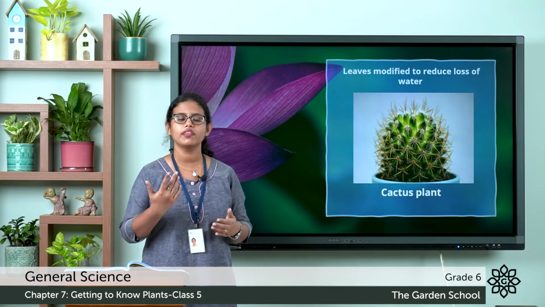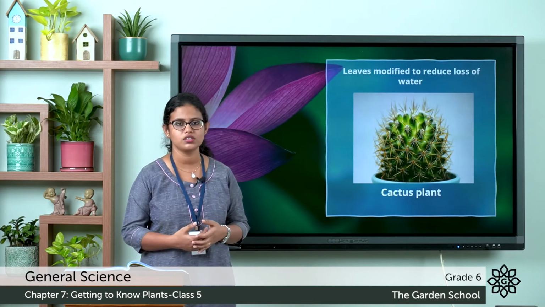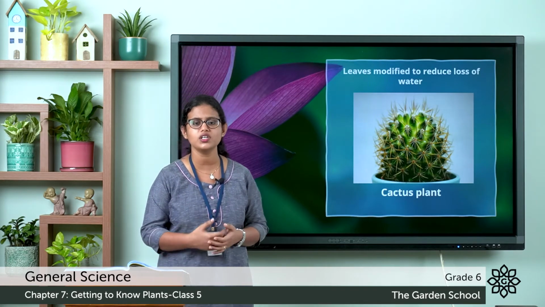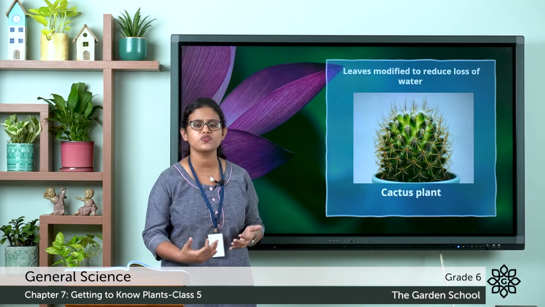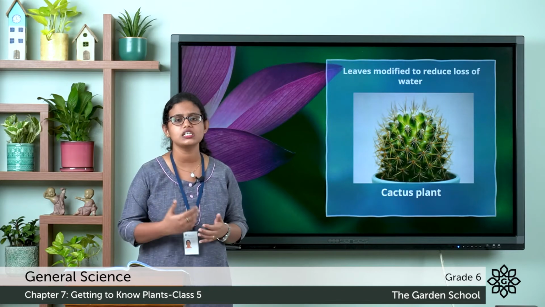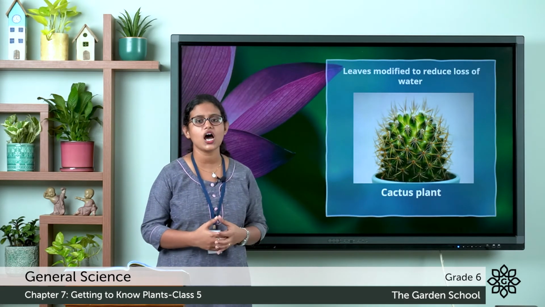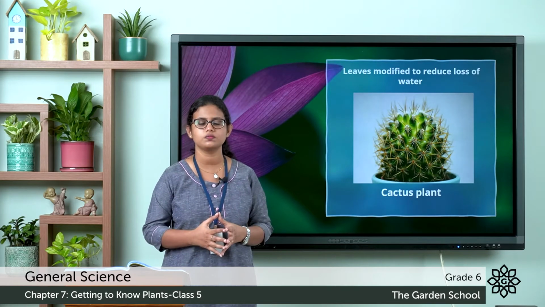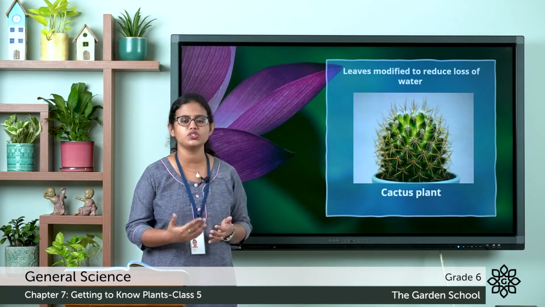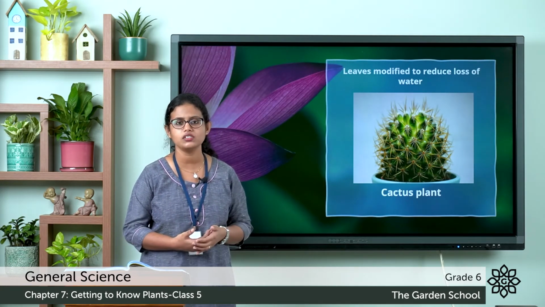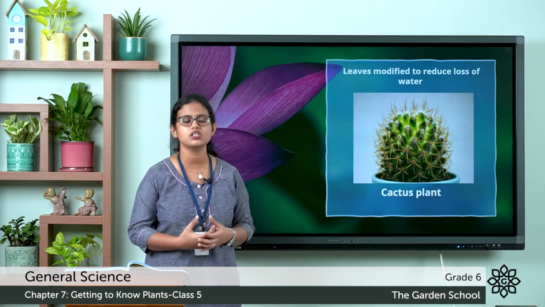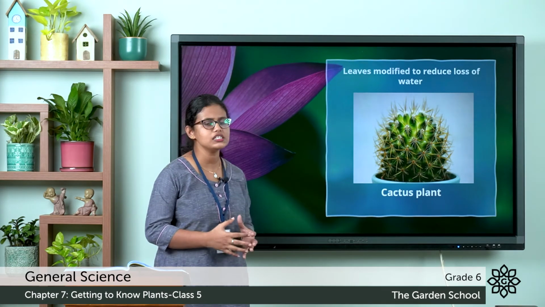We know that leaves constantly lose water. What about a cactus plant? Can a cactus plant afford to lose water? No. The cactus plant cannot afford to lose water because it grows in a desert where water is scarce. So, its leaves are modified into spines that prevent the loss of water. This modification of the leaf helps the cactus plant to survive in the desert. So, the leaves are modified to reduce loss of water. An example is the cactus plant.